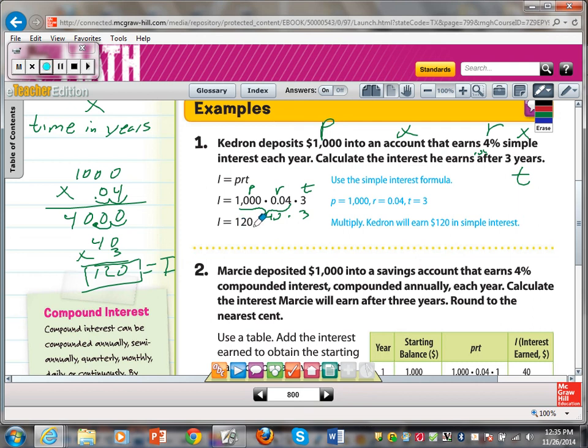Now there's another question I ask you: what's the new balance after 3 years? Well, you take your interest and you add it to your principal that you started with. So you started with $1,000 and then you earned $120 interest. So your new balance is $1,120. That's how it works. That would be good for you if you have a bank account in the bank. All right, let's see how it works with compound interest.